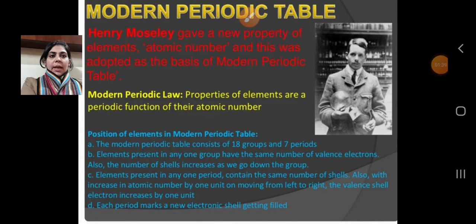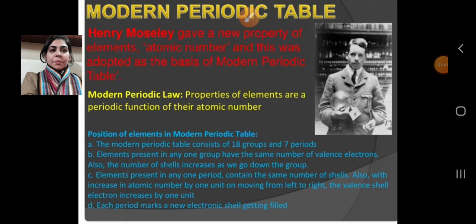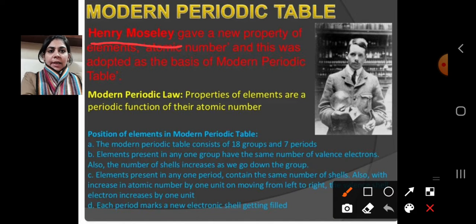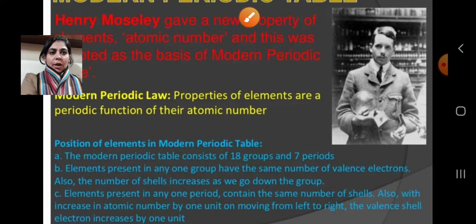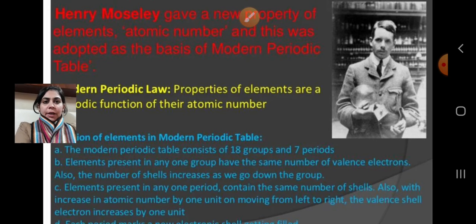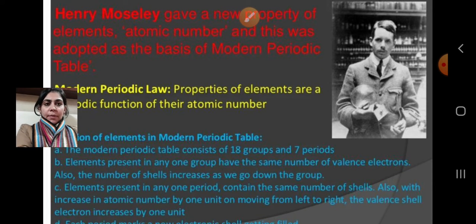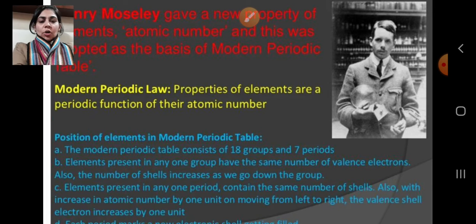Proceeding towards our next topic, the modern periodic table. The modern periodic table was given by Henry Moseley, the name of the scientist. Henry Moseley gave a new property of elements on the basis of atomic number. He classified various elements into his periodic table. So what criteria was chosen by Henry Moseley for the classification of elements? He chose the atomic number. He took atomic number as the basis for the classification.